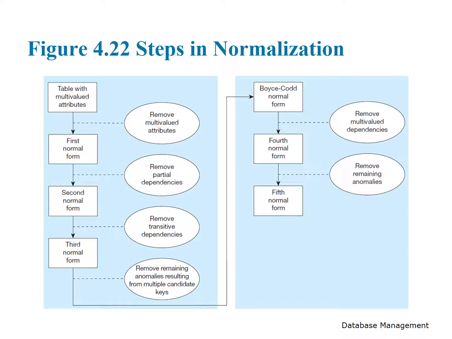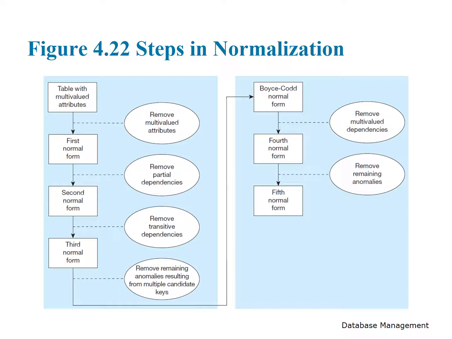Boyce-Codd normal form: any remaining anomalies that result from functional dependency have been removed because there was more than one possible primary key for the same non-keys. Fourth normal form: any multi-value dependencies have been removed. Fifth normal form: any remaining anomalies have been removed.